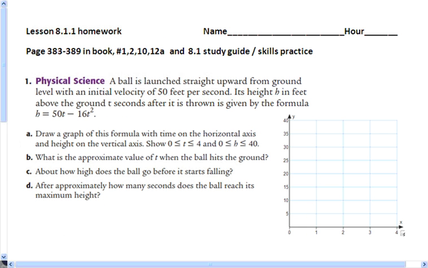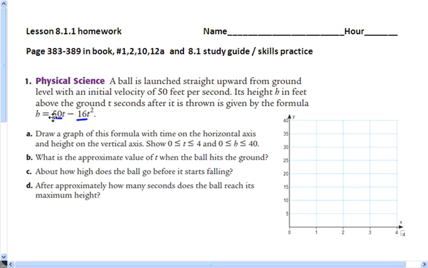So I'm going to this page now, and I'm going to do this problem in physical science. A ball is launched straight upward from the ground level with an initial velocity of 50 feet per second. Its height h in feet above the ground, t seconds after it's thrown, is given by the formula. Remember that formula I just introduced to you? The coefficient of t is the velocity. So the ball is launched at a velocity of 50 feet per second. And then the pull of gravity is the other part there, the -16. And this equation is going to give us the height.